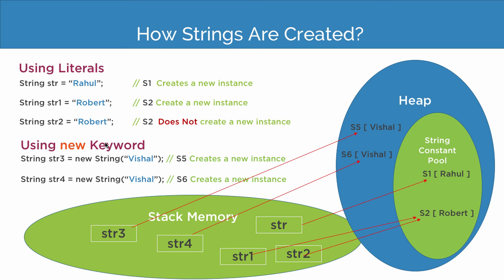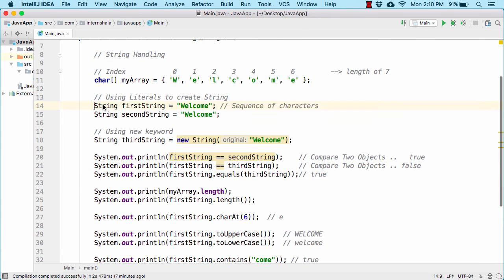Now, let us come back to our problem. So here using the literals, we have first string and second string. In both the cases, let us assume the object being created is S1 and also S1, because we are using the string literal of welcome. So that's why the object created will be same, S1 and S1. Now, using the new keyword, since we have the same value, it does not matter because we are using the new keyword. So definitely it is going to create a new object of S2 in the heap memory.